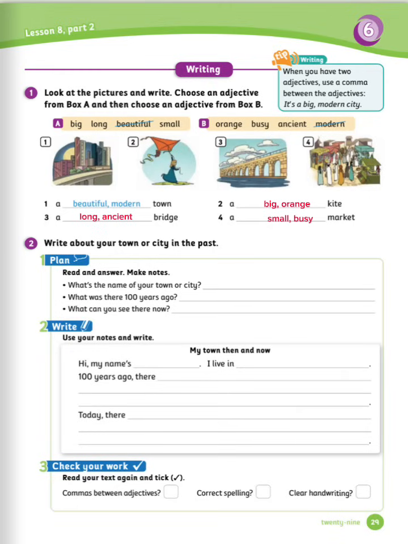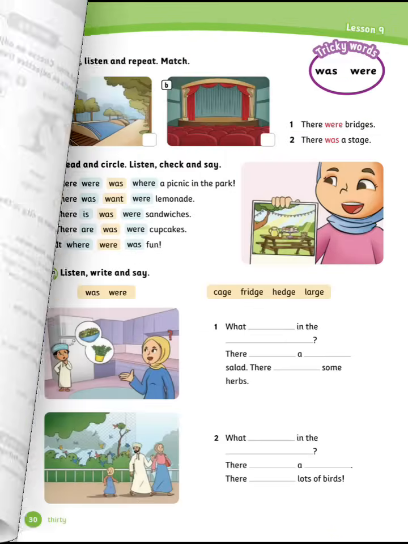And what can you see there now? Number 2. Use your notes and write. Use this tablet. Number 3. Check your work. Check the commas between adjectives and correct spelling and clean handwriting.